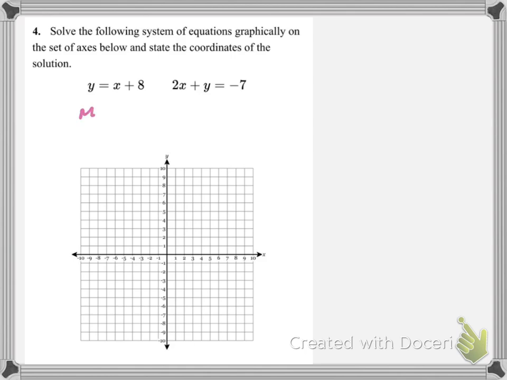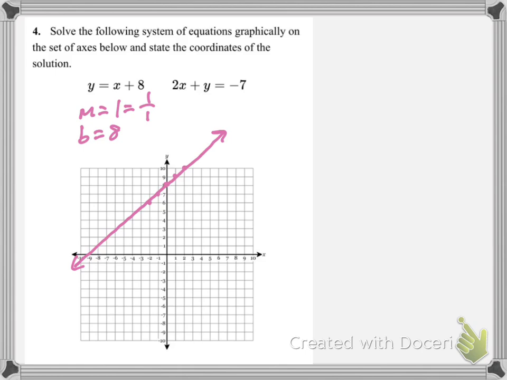Here we're good. First one, slope is 1, y-intercept is 8. So 1 is just 1/1. So I go up 8, that's my y-intercept. Up 1 to the right 1, up 1 to the right 1. Now I could also do down 1, left 1. See how they're still in a line? Okay, that was a good one.